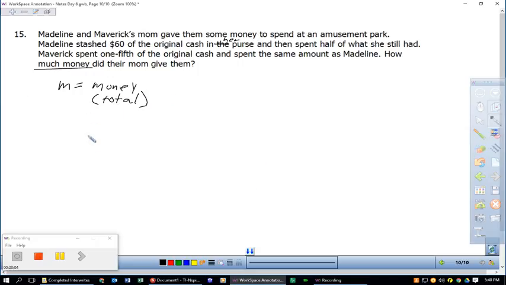All right, so let's just start with Madeline, because they spend the same amount, right? So it's Madeline equals Maverick. That's really what we're after. When are those two equal? Actually, start out with Maverick. Maverick spent 1/5 of the original cash. 1/5 of the original cash is just 1/5 m. Okay, so there's half the equation. Now Madeline stashed $60, so she starts out with m amount of money. She stashes 60. That means she subtracts it from what she had, and then she spends half of what she had.